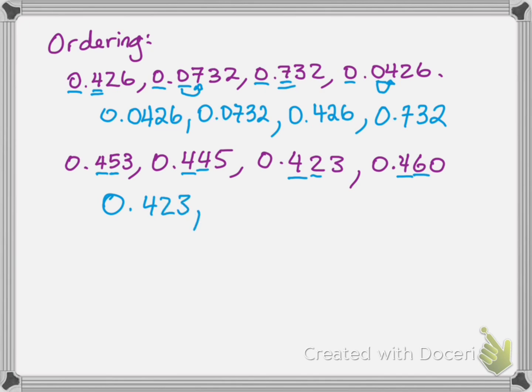Then we go and check, the next one would be 445 thousandths, then 453 thousandths, and finally 460 thousandths.